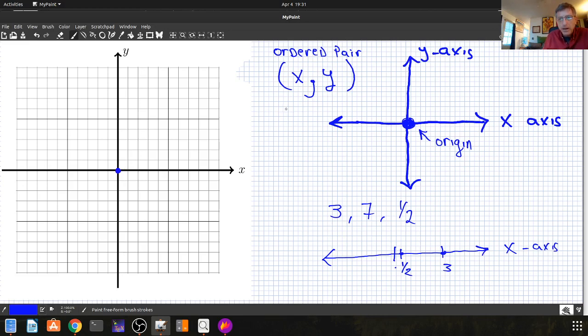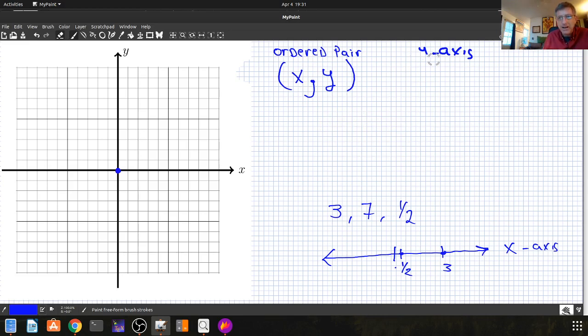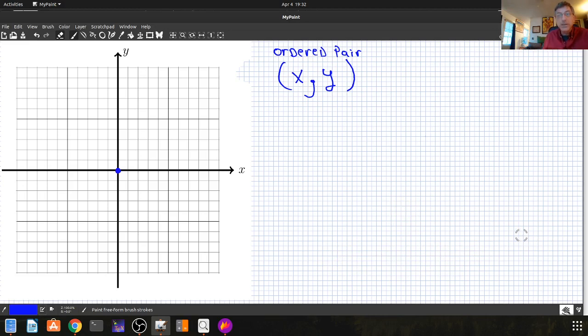Think of ordered pairs as directions. Imagine people living in a really nicely laid out town where all of the streets run precisely east and west and north and south. The east and west ones are called avenues, and the north and south ones are called streets. So you would find an address by a certain street and avenue. That's kind of like what's going on here.